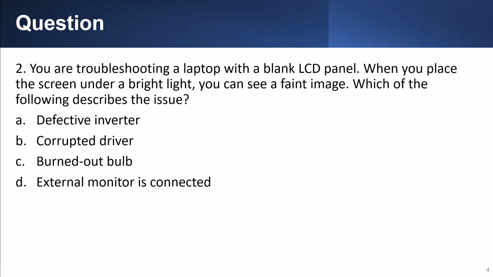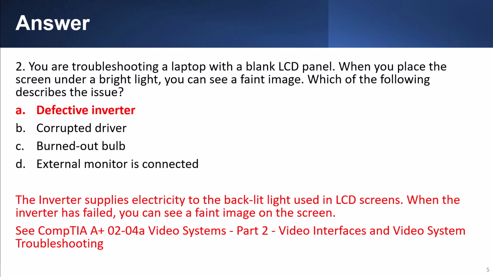Question 2. You are troubleshooting a laptop with a blank LCD panel. When you place the screen under a bright light, you can see a faint image. Which of the following describes this issue? Answer: defective inverter. The inverter supplies electricity to the backlit light used in the LCD screens. When the inverter has failed, you can see a faint image on the screen.